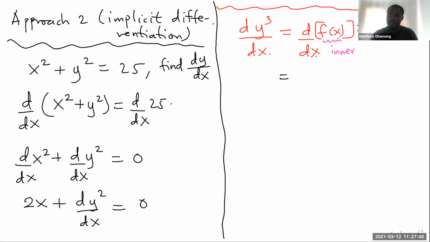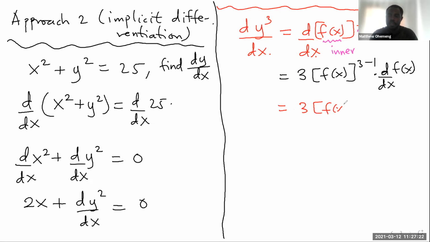So by the chain rule, if I'm differentiating something like this, I differentiate the outer function, plug in the inner function, then 3 minus 1 times the derivative of the inner, right? So the derivative of what? F of x. I should be using the red. So that means this simplifies to what? 3 and then f of x all squared, and then times what? What's d over dx of f of x? It's just f prime.